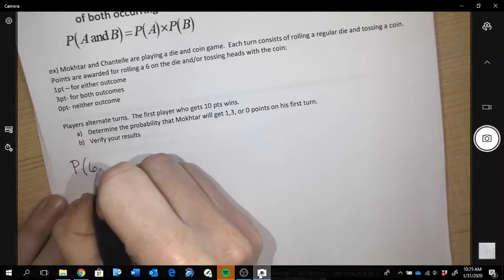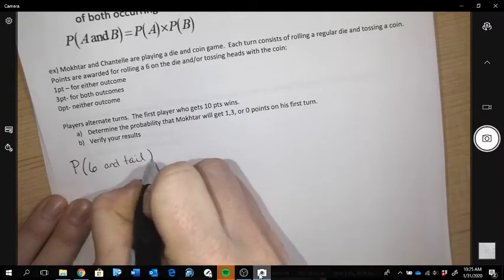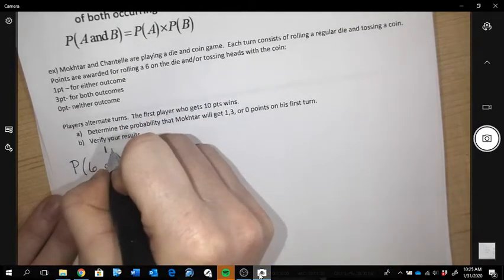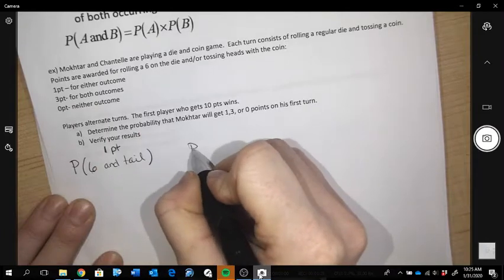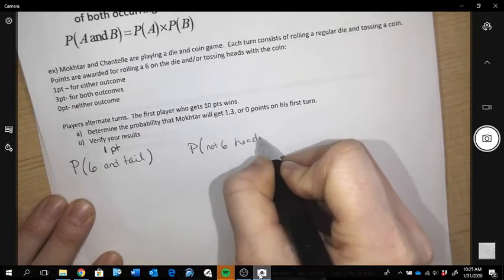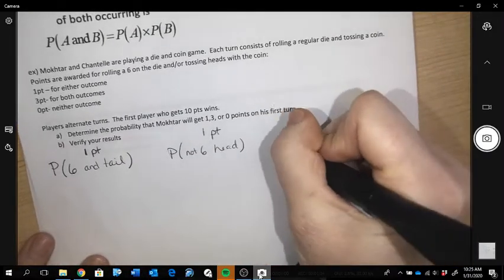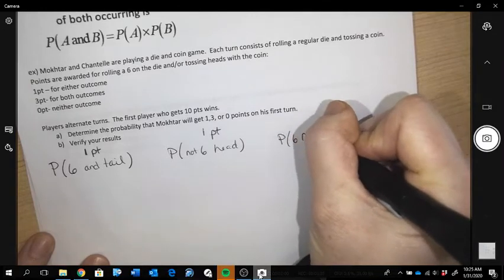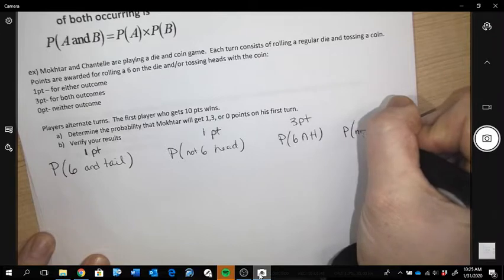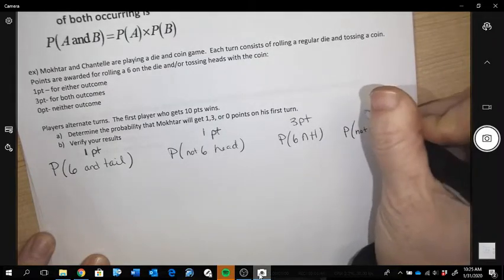Probability of the 6 and tail. You get this but not that, so that would be 1 point. You'd have the probability of not 6 and a heads, which would also be 1 point. Probability of a 6 and a heads would be 3 points. Probability of a not 6 and a tail would be no points.